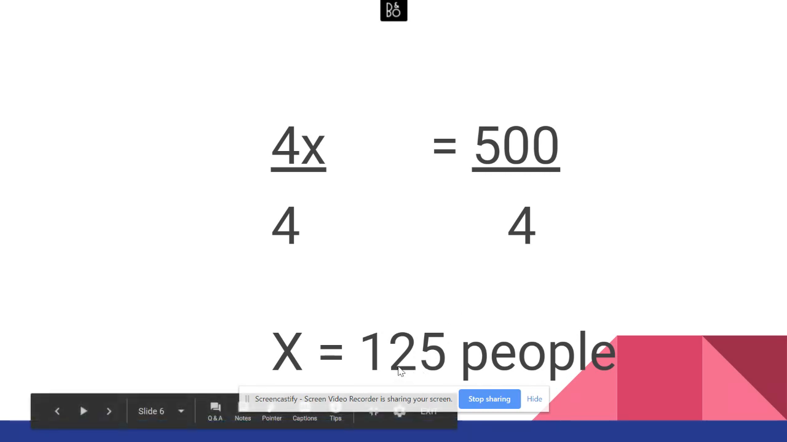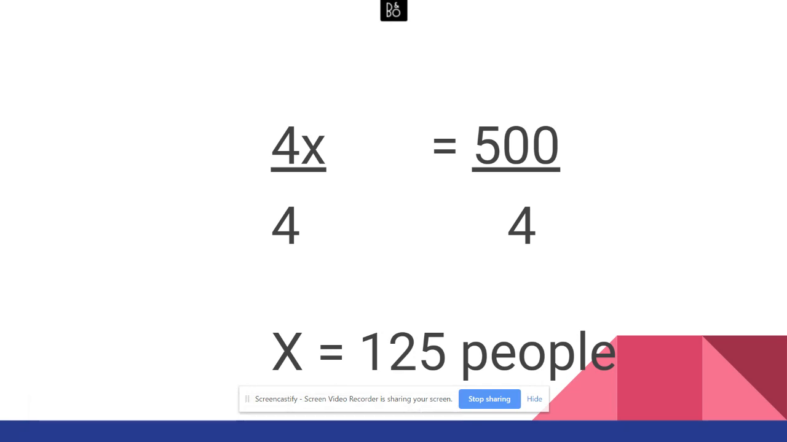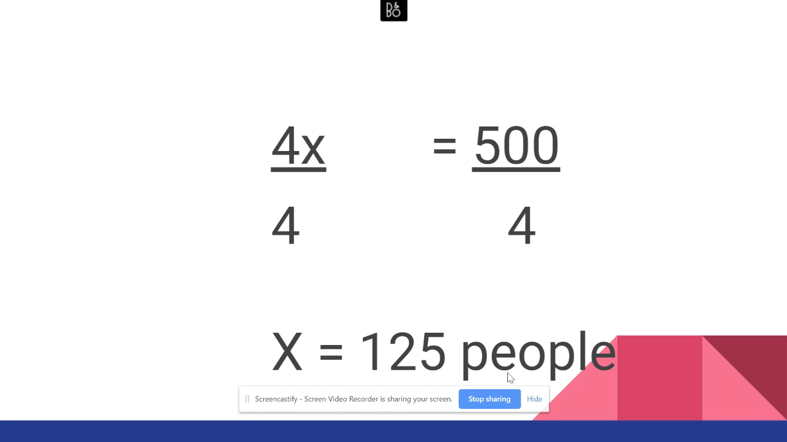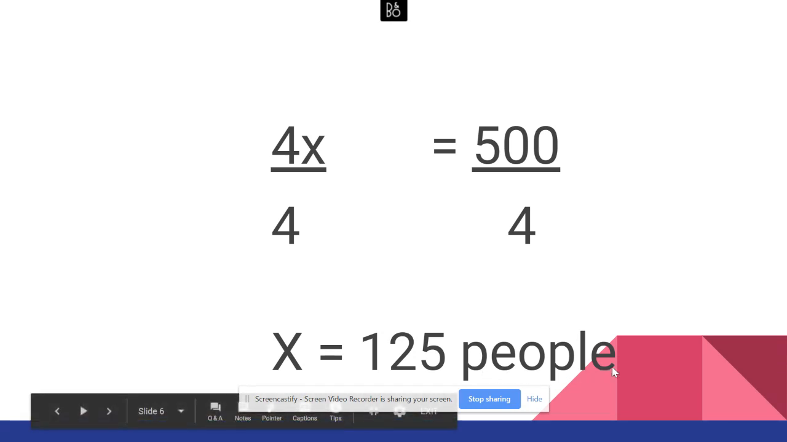And this is a word problem. So that number has to mean something, and that just tells us there are 125 people that attended the play. So we've got to relate that back to the word problem. I'm a stickler for those word problems. They have to be labeled. 125 doesn't tell me anything about the word problem.